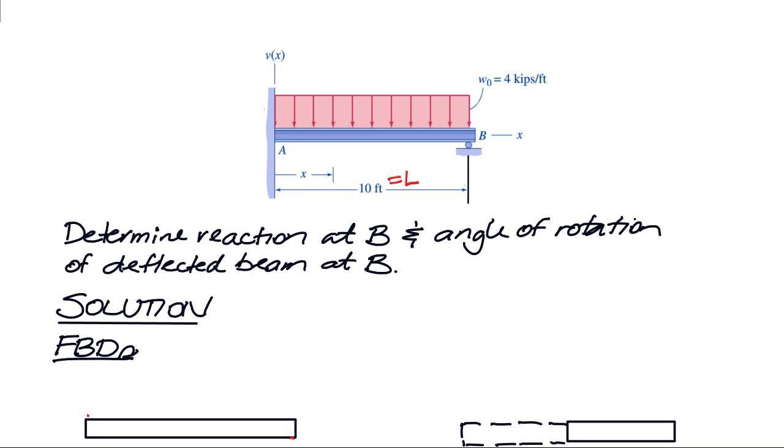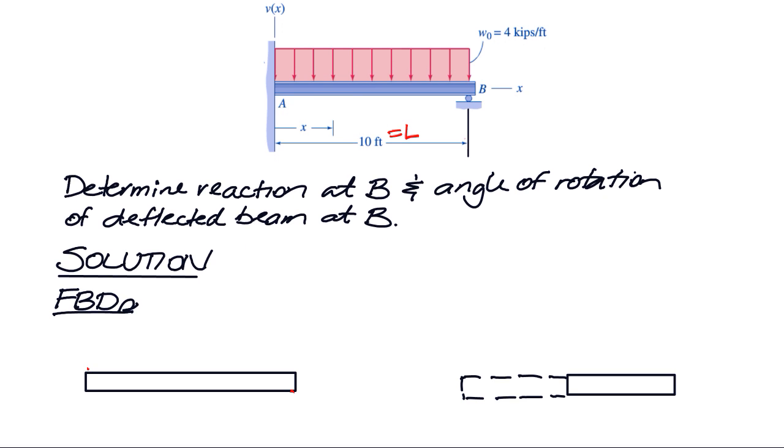In this problem, we're looking at a beam of length L, which is clamped to the wall there on the left side at A, supported by a roller there on the right side at B, and we have a line load W0 of force per length, which is acting constantly along the length of the beam. What we're asked to do is find, as a result of the loading that's on the beam, what is the reaction at B and what's the angle of rotation of the beam deflection there at B.